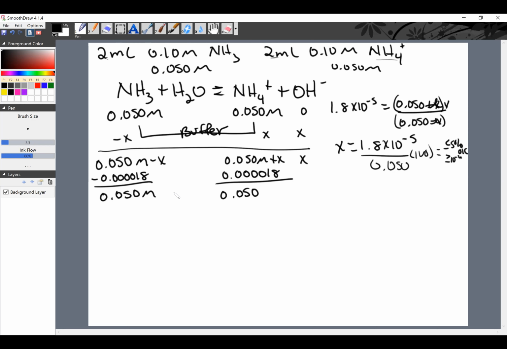Le Chatelier says that if we add a product, it should shift left. If it shifts left, that means less should ionize. And in fact, so little ionized that it didn't even change either one of the numbers.